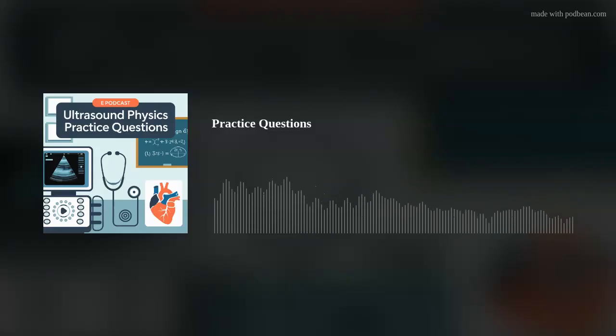Okay, this one asks about something called the fast Fourier transform, or FFT. What is that, and how do we use it in ultrasound? The fast Fourier transform is a math tool we use to analyze signals and break them down into their component frequencies. It's super important for spectral Doppler, where we look at how much the frequencies shift due to moving blood cells to figure out how fast they're moving. So the FFT helps us make sense of those Doppler signals and get useful information about blood flow.